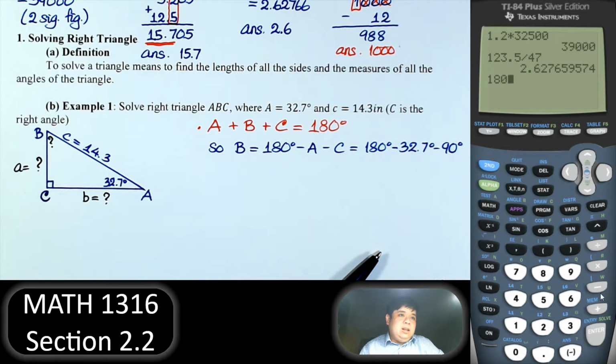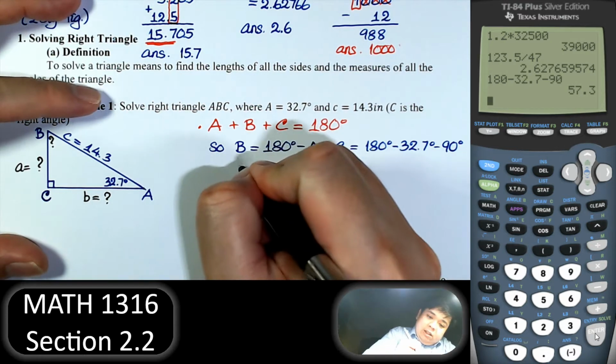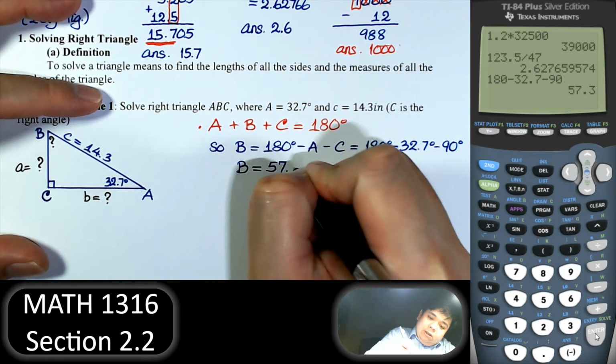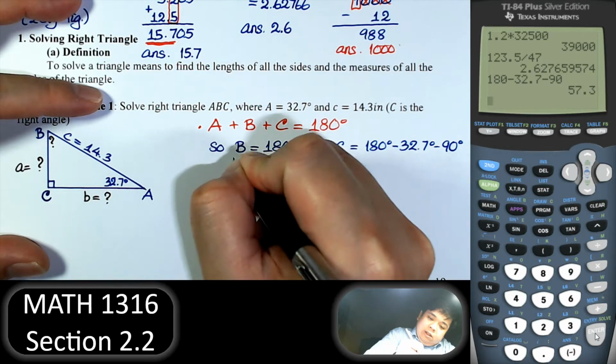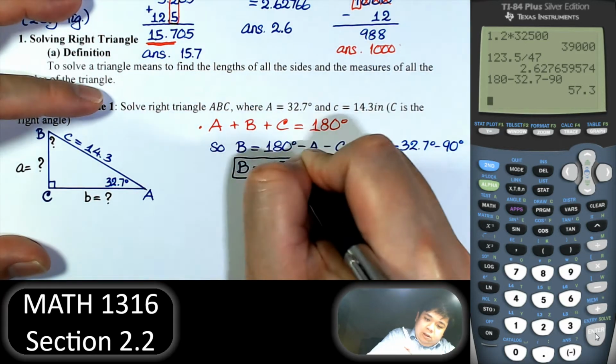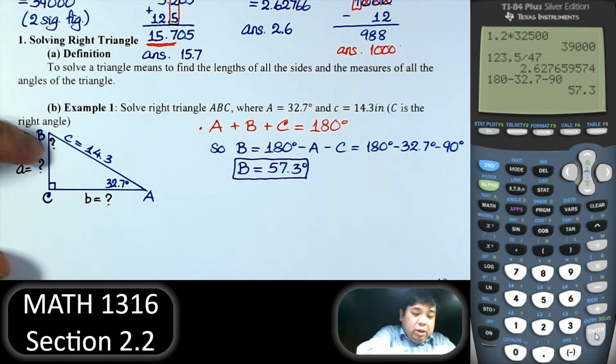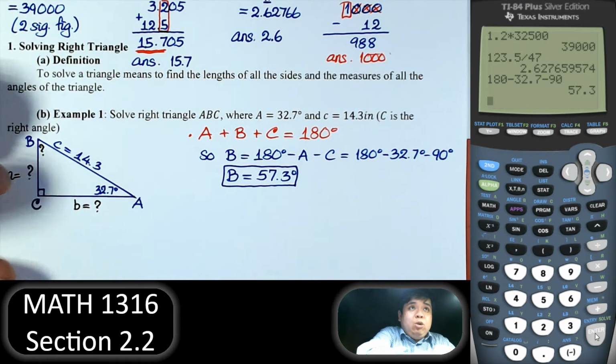180 minus 32.7 minus 90, so 57.3 degrees. So we found angle B. Now we know angle B. How do we find A and how do we find B?